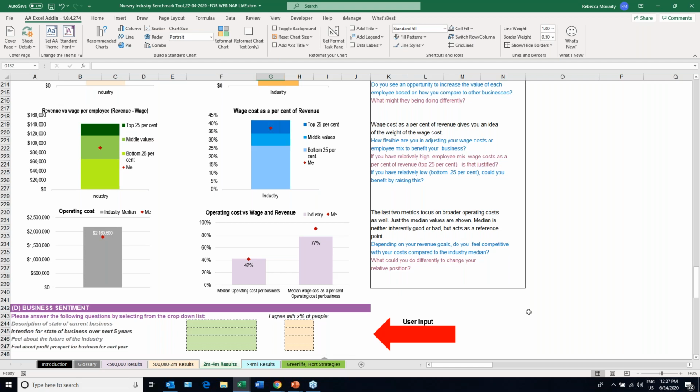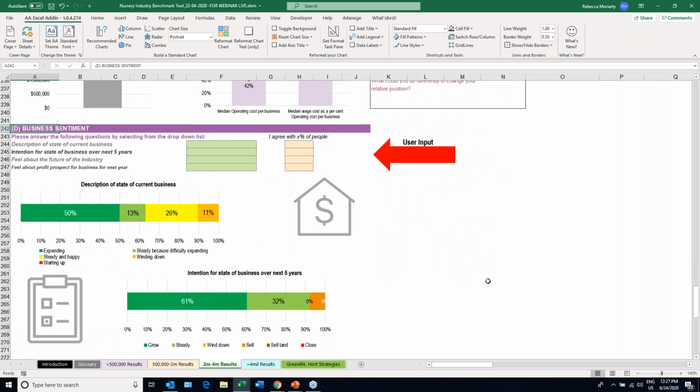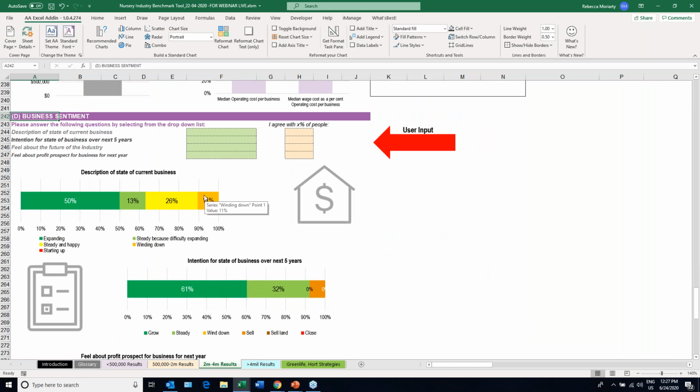All right, so the last section, section D, is business sentiment. Here in the survey, we asked our participants 4 questions about how they feel about their business and about the industry. The first was to describe the state of the current business. Then, your intention for the business over the next 5 years, how you feel about the future of the industry in general, and how you feel about profit prospects for your business in the next year.